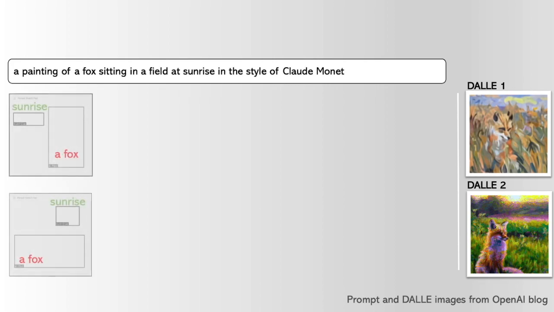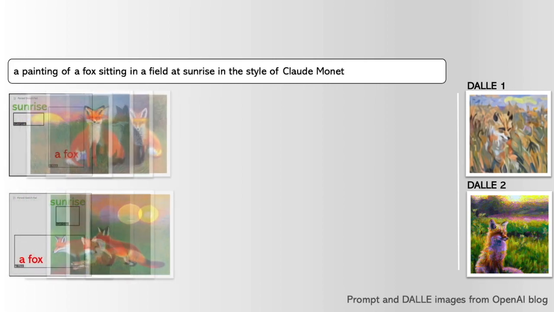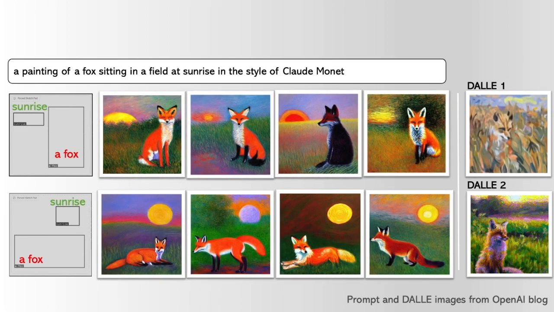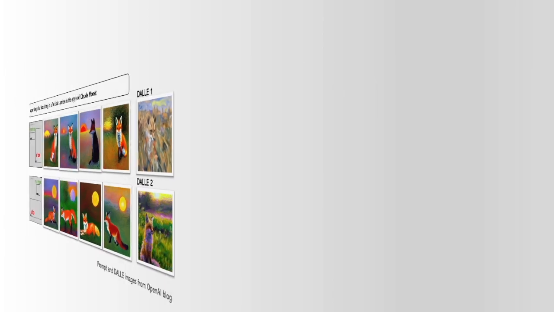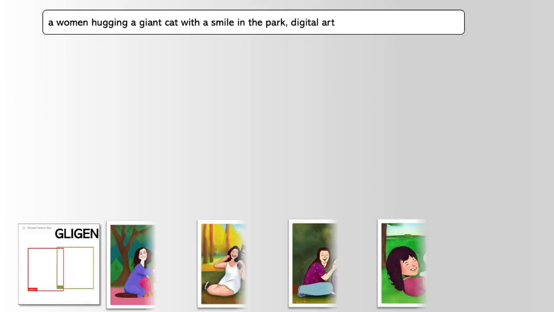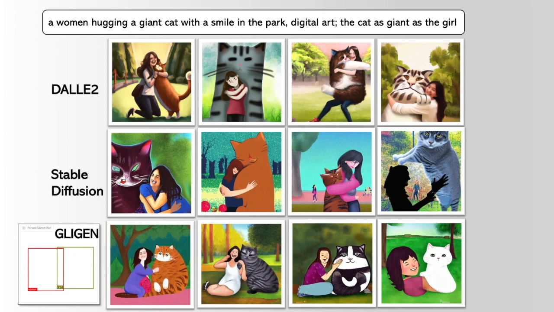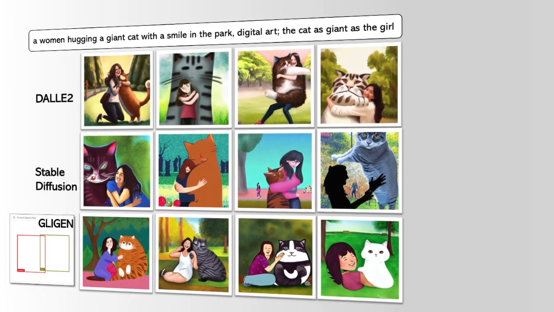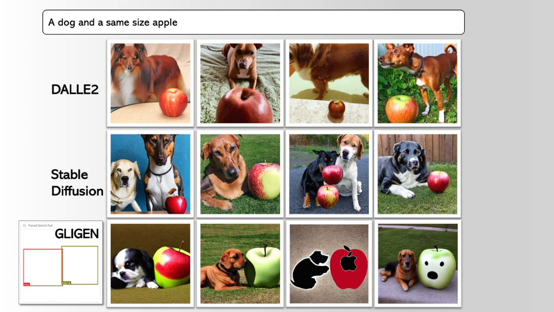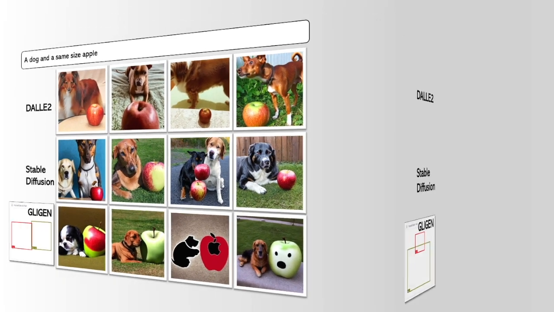From these examples, we see, unlike existing models that generate images with language alone, GLIGEN is better aligned with human intent by following the new user-specified grounding instruction. Though powerful, language instruction alone is insufficient or hard to follow. For example, DALL-E 2 and Stable Diffusion have a hard time to follow the instruction, the cat is as giant as a girl. There are many cases that similar comparisons happen, for example, between a dog and an apple, or between a chicken and an egg.